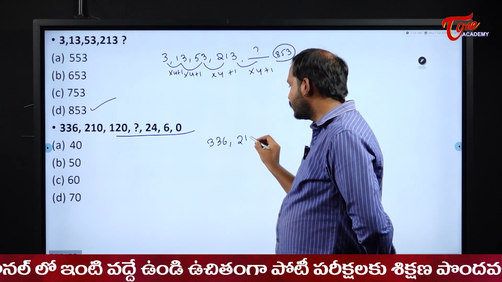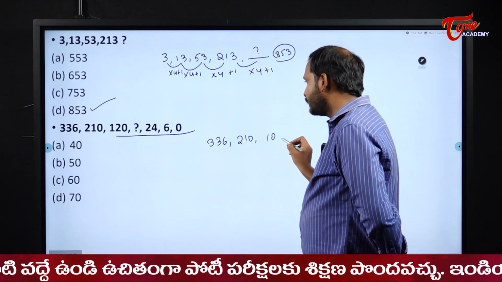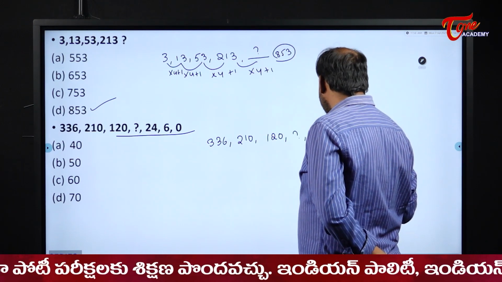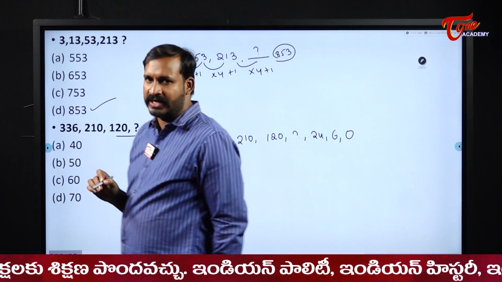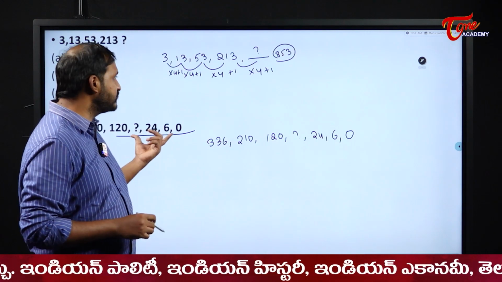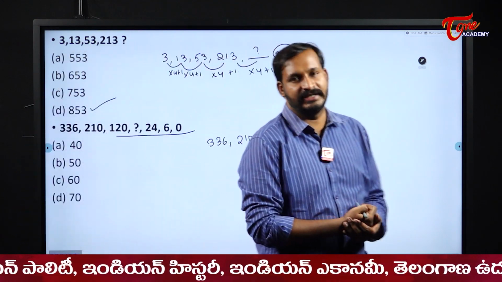336, 210. Observe carefully. 120, 24. See, students, I am not taking the differences question a lot. The reason is very simple. Even you can write the difference. But when it comes to these type of things, you need to identify it directly.